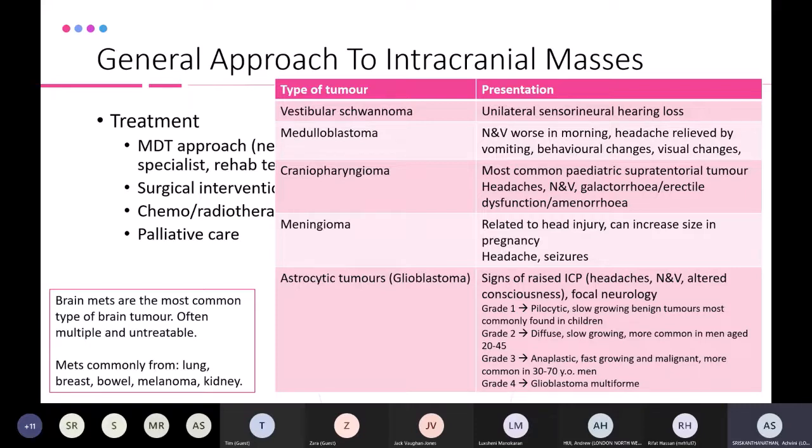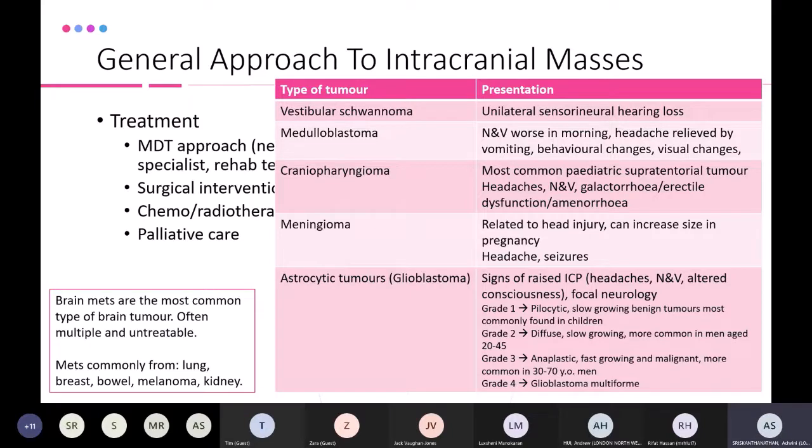You may consider some surgical intervention depending on the location, if it's got easy access and minimal disruption to the remaining structures. Chemotherapy and radiotherapy, and then if none of these are good enough, or if you can't actually do anything about the tumours, then palliative care is the next step.